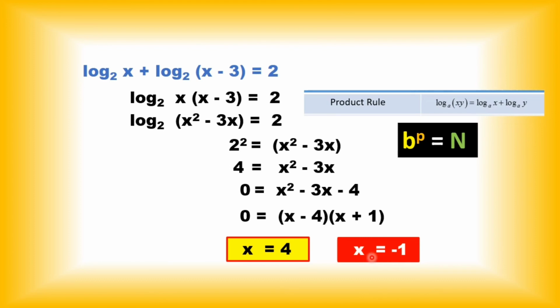Negative 1 is not the solution of the original equation. So, this is an extraneous solution. So, the only answer in this equation is positive 4.